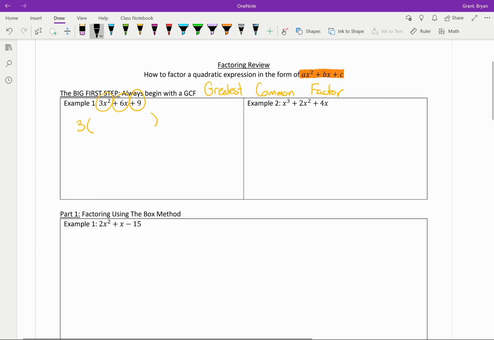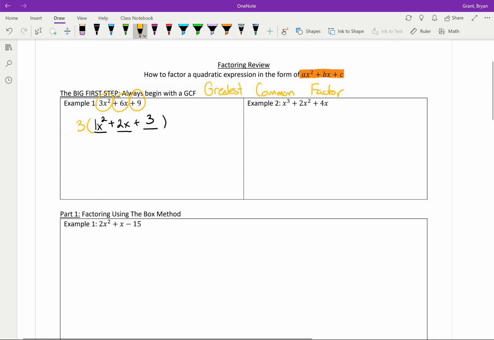And when I do that, we know that there were three terms inside, so there need to stay three terms inside. When I take the 3 out of all of them, we're going to be left with 1x squared, 2x, and 3. And it's really easy to check this by just taking your 3 and distributing it back inside. Is 3 times 1 equal to 3? Yes, it is. Awesome. And so on and so forth.